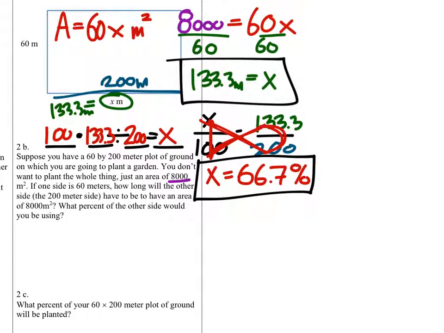Alright, 2C, what percent of your 60 by 200 meter plot of ground will be planted? Alright, so the 60 by 200 we already know has a total area of 60 times 200. That'd be 12,000 square meters. And we're using, well, I guess that'd be 133.3.